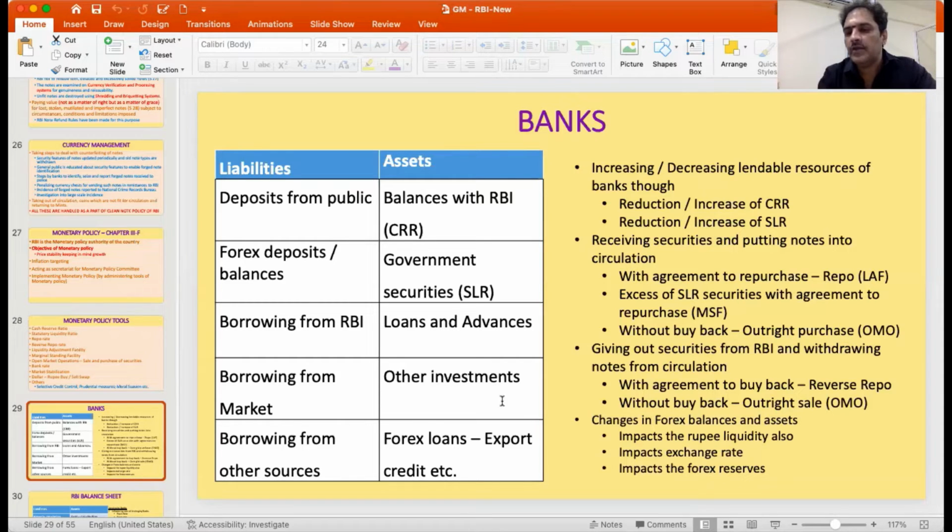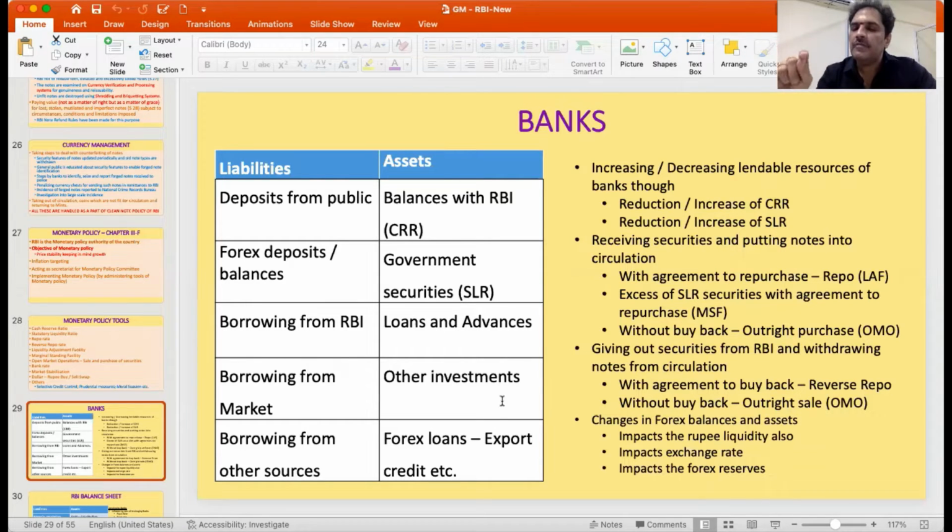Where there is a liquidity shortage, you take the securities from the market and provide money to the banks. This mechanism of influencing the availability of money and lendable resources to banks is the operation of credit policy, or the operation of monetary policy. Now we have seen this mechanism where temporary liquidity is adjusted through repo and reverse repo, which is called the liquidity adjustment facility.